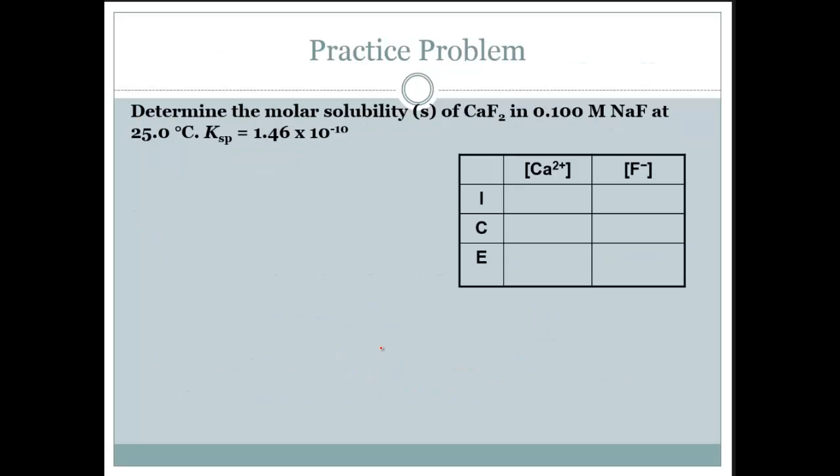Alright, so now we're going to determine the molar solubility of calcium fluoride in 0.1 molar NaF. So we already have some fluorine in there. Alright, so first of all, let's get our equation going. CaF2 breaks down to Ca2+ and 2F-.